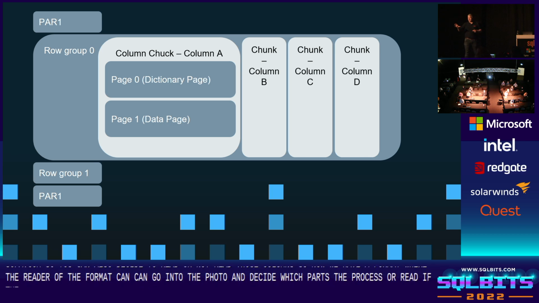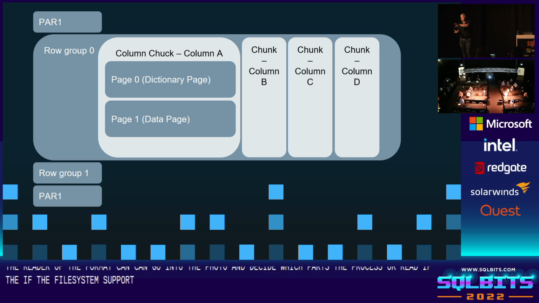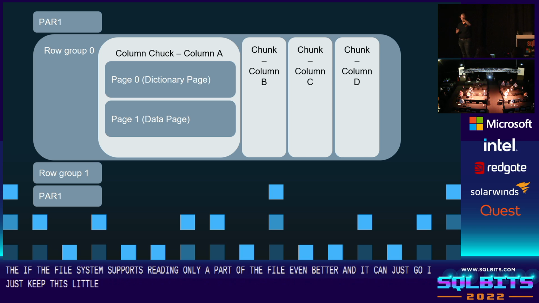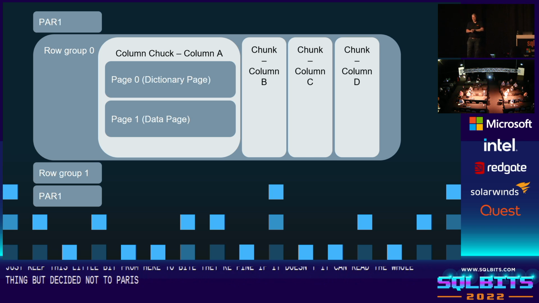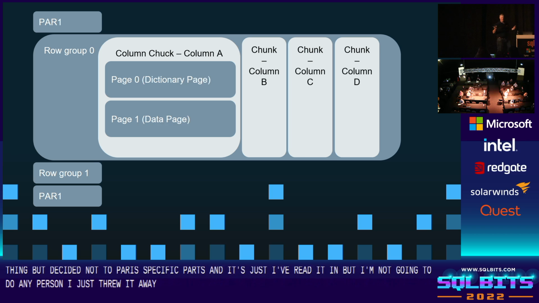If the file system supports reading only a part of the file, even better. It can just go, I just need this little bit from byte here to byte there, fine. If it doesn't, it can read the whole thing, but decide not to parse specific parts. And it just, okay, I'll skip those. I've read it in, but I'm not going to do any parsing. I'll just throw it away. Depends on your file system.